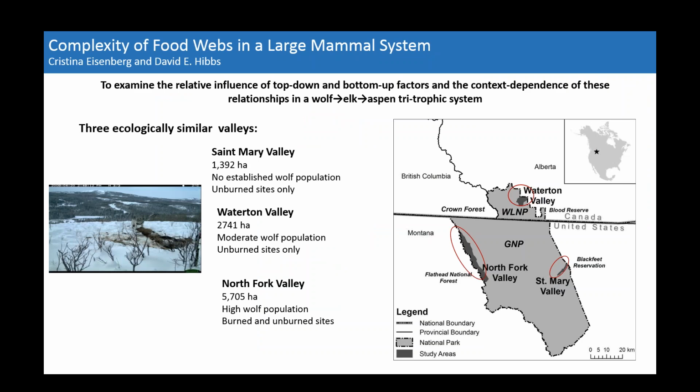My study site was Waterton Lakes National Park and Glacier National Park, three valleys that were ecologically similar. One of them, the St. Mary Valley, had no wolves in it. One of them had burned multiple times. The other two had not burned since the 1800s. So I was able to look at top-down and bottom-up effects and three different wolf densities.